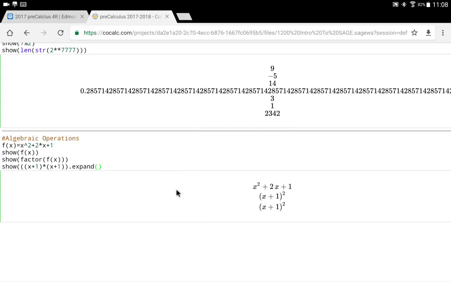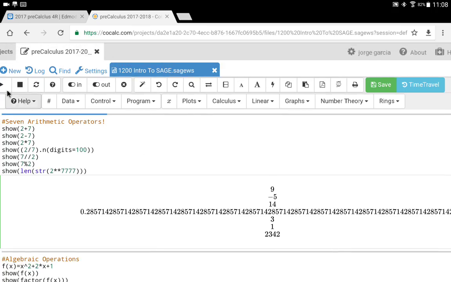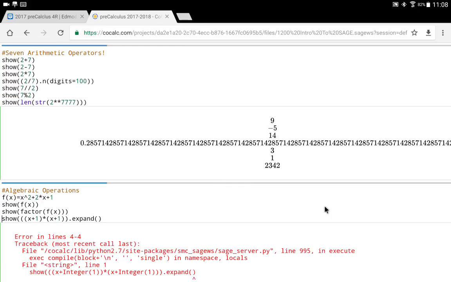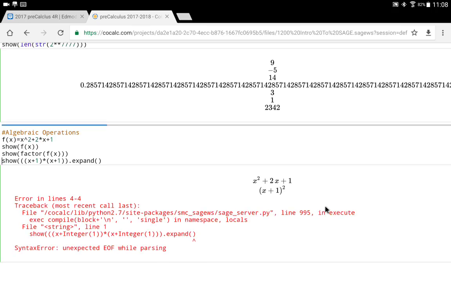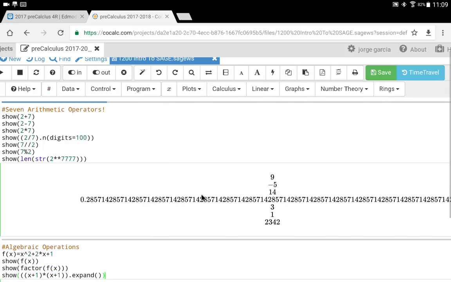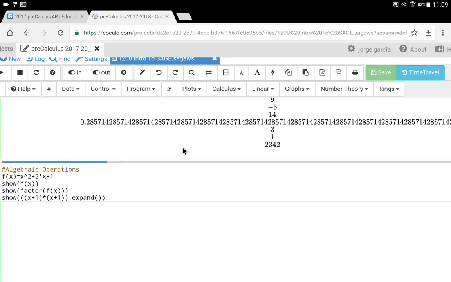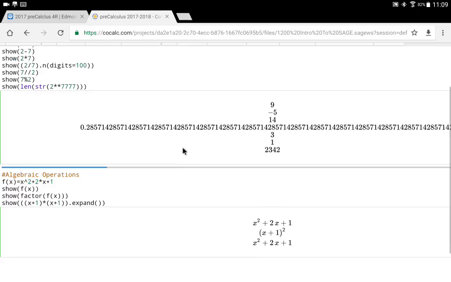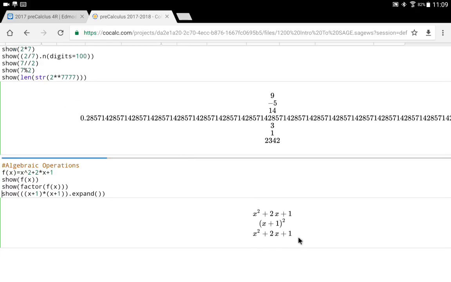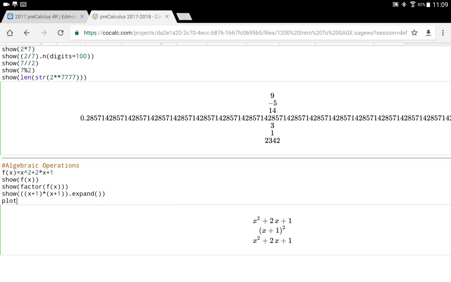Oops, I keep on forgetting to close the show, sorry. And there it is. So it expanded it, right? So you can add, subtract, multiply, divide, whatever. Dividing means factoring, right? Polynomials and stuff like that. You can graph them. What if I say plot f of x?